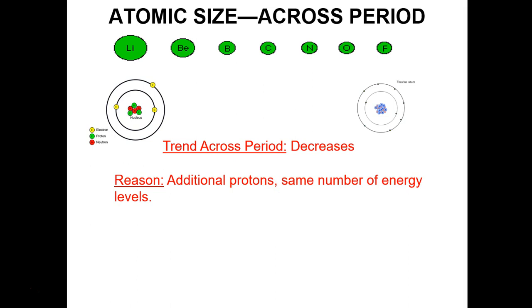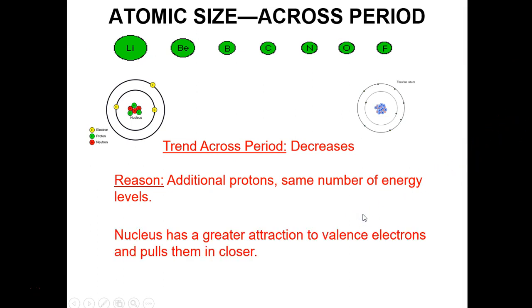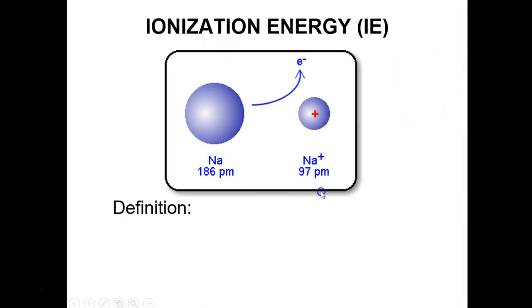Now, the reason this occurs is every time we go one box to the next across the period, we're adding protons to the nucleus. But within a period, all the elements have the same number of occupied energy levels. So that means the nucleus will have a greater attraction to the valence electrons and will pull them all in closer. So with the snowman, we can use a snowman to remember that atomic radius increases going down. Well, imagine the snowman falls over along the periodic table. Now we can see this relationship where they're getting smaller as you go across.